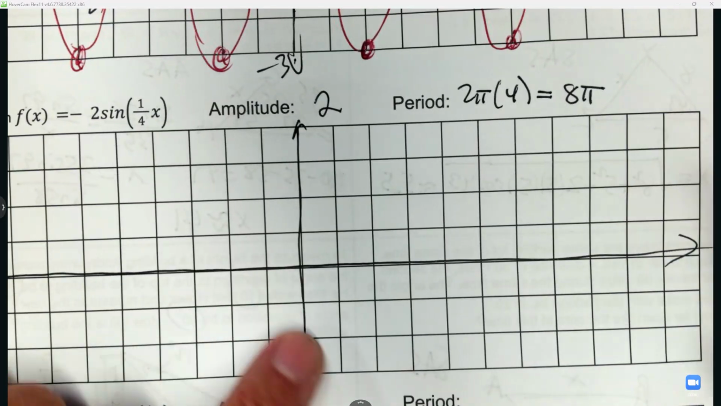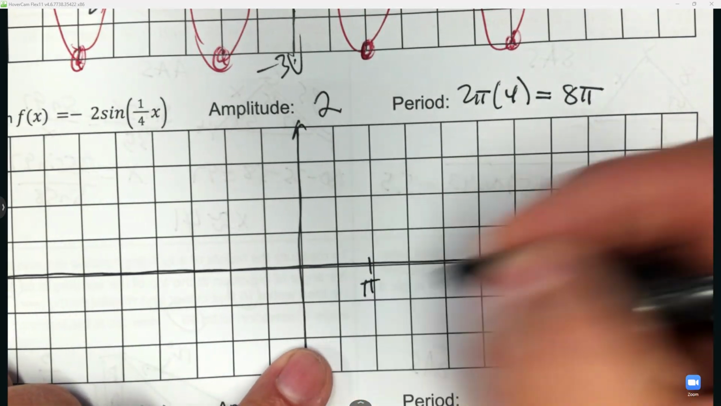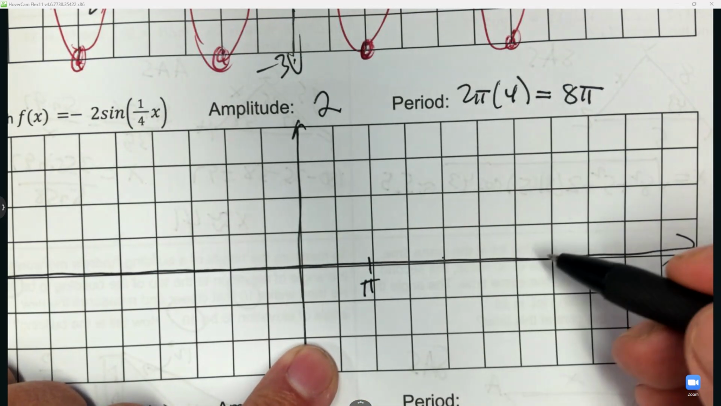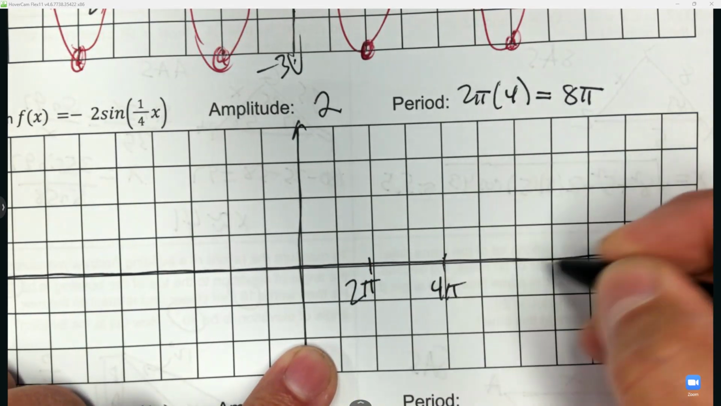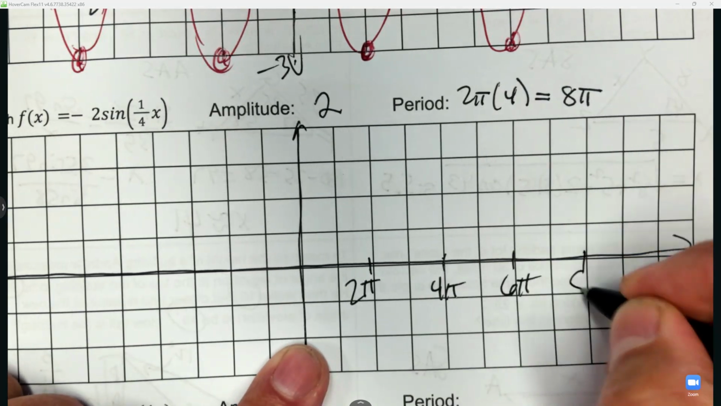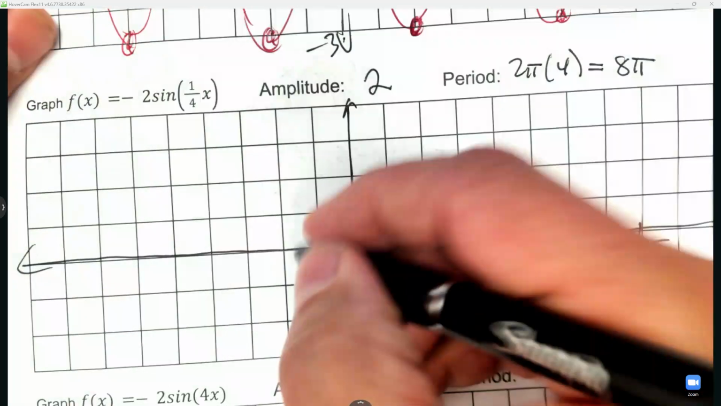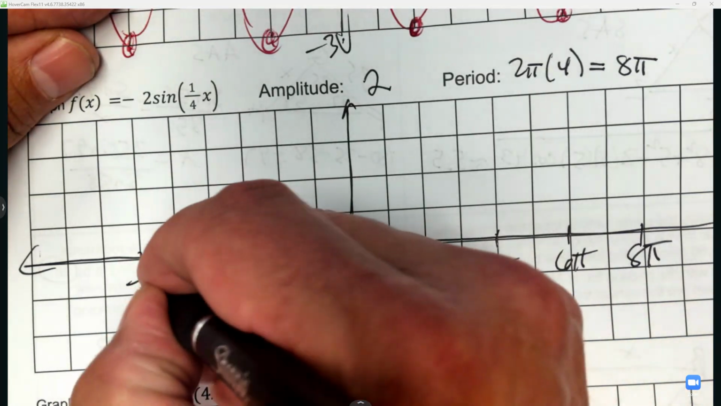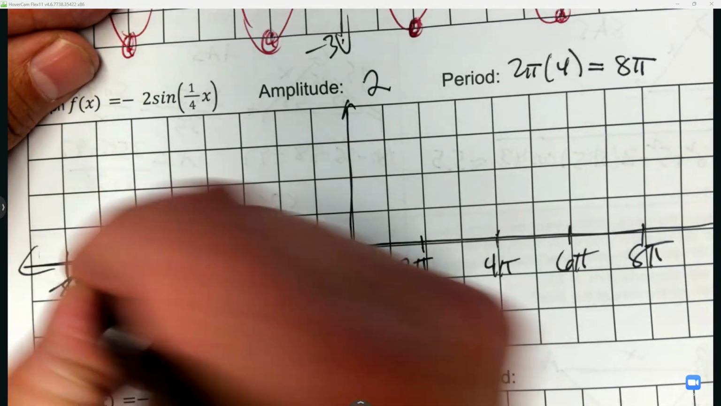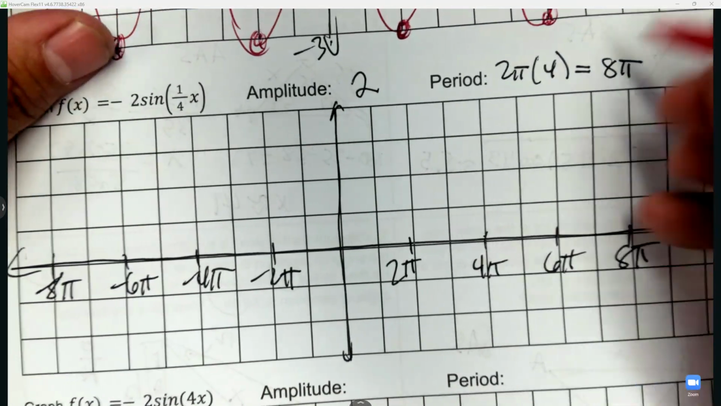So for that, it makes sense to count by pi. So I'm going to go 1, 2, maybe 2 pi. Let's do 2 pi. 2 pi, 4 pi, 6 pi. That makes more sense. 8 pi. And we'll do it that way. And the same thing negative. Negative 2 pi, negative 4 pi, negative 6 pi, and negative 8 pi. So our scale now works for our period.